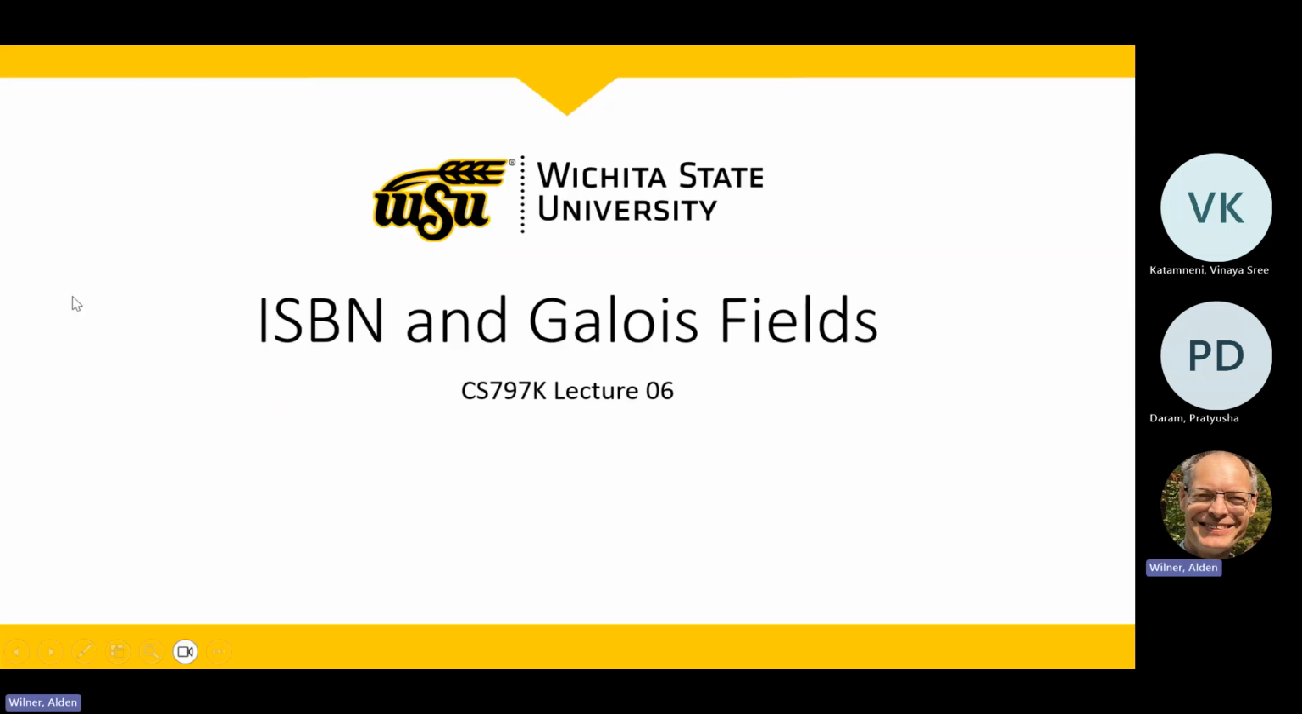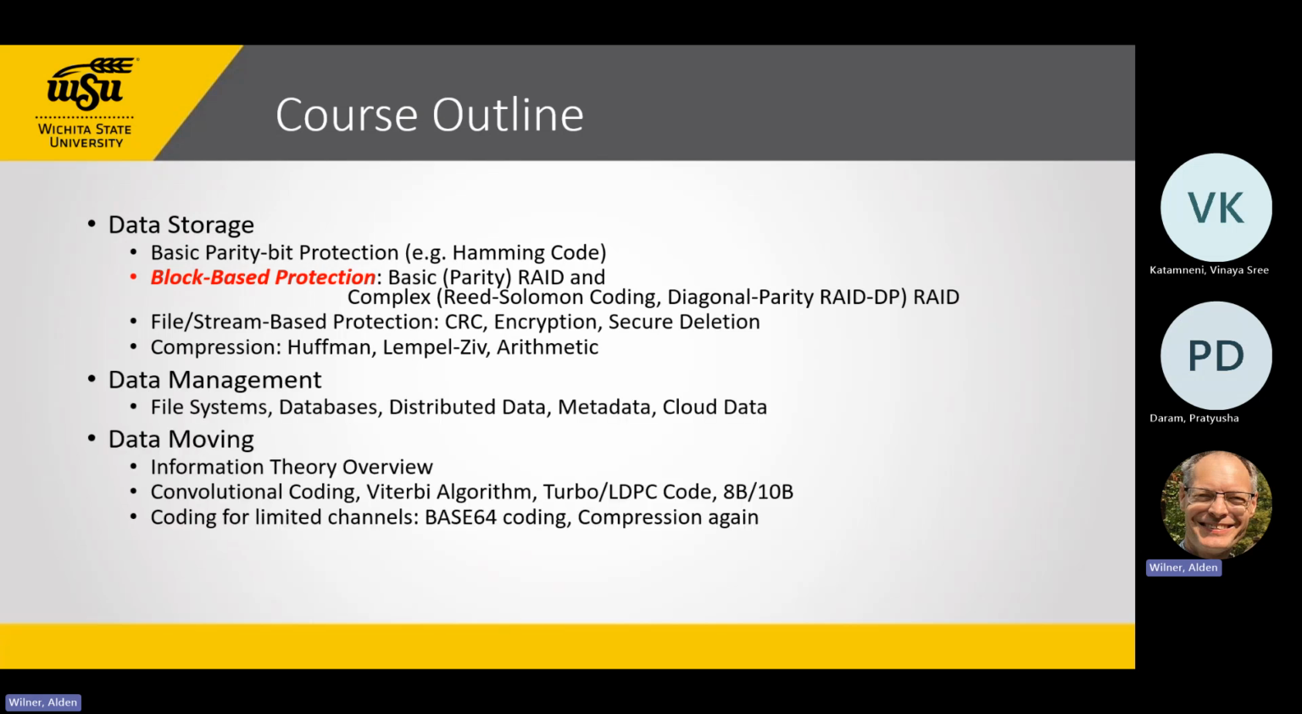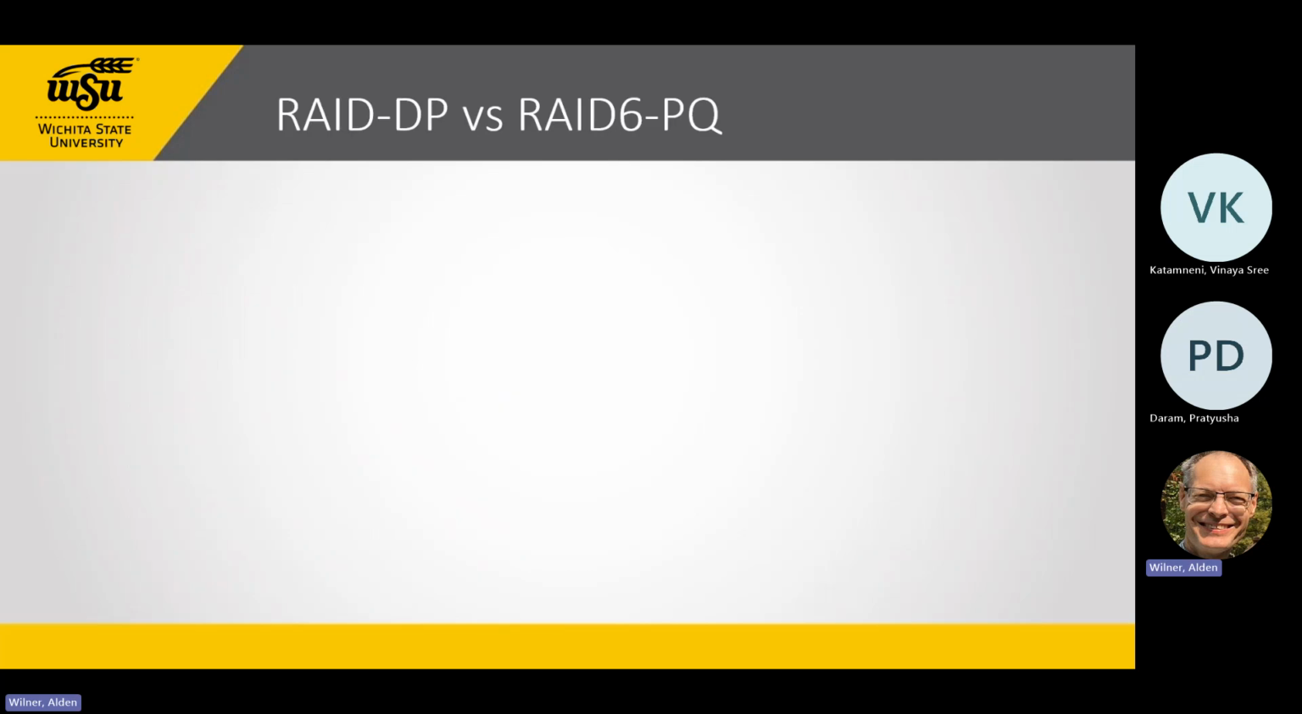All right, so CS 797K, Monday, February 10th, and we're going to talk now about the main lecture, which is ISBN and Galois fields. Remember from our course outline, we are talking about block-based protection, and we are starting to talk about complex Reed-Solomon coding. We're going to do a backup. We're going to do some finite field arithmetic and show you how that works. So this is kind of a theoretical lecture here.